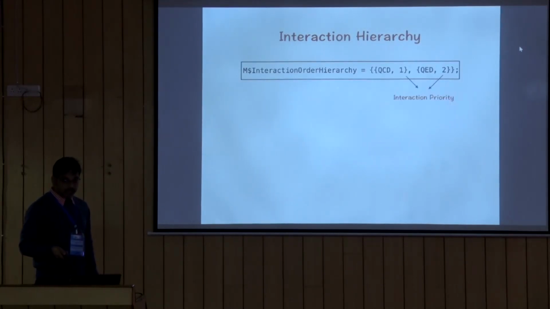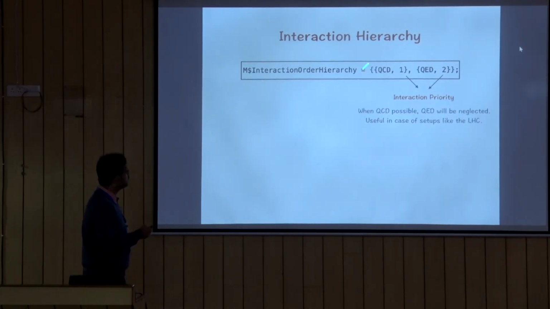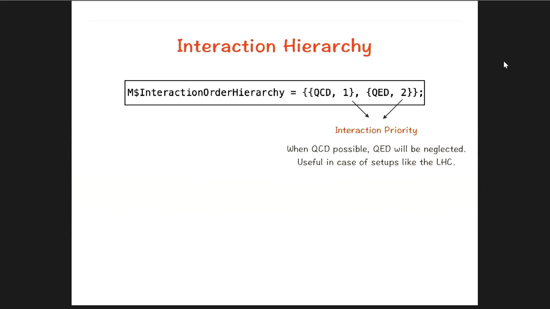Now there is another important point, which is about the interaction hierarchy. This shows the priority: whenever QCD is there, it will be the dominant one, and QED will be the subdominant one or will be neglected. This is usually the interaction order hierarchy that we have.